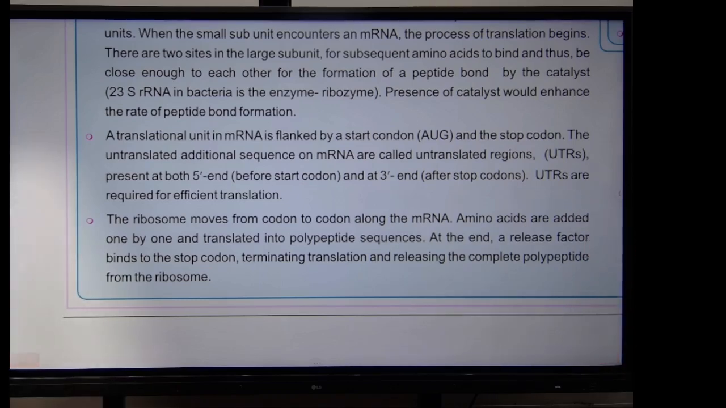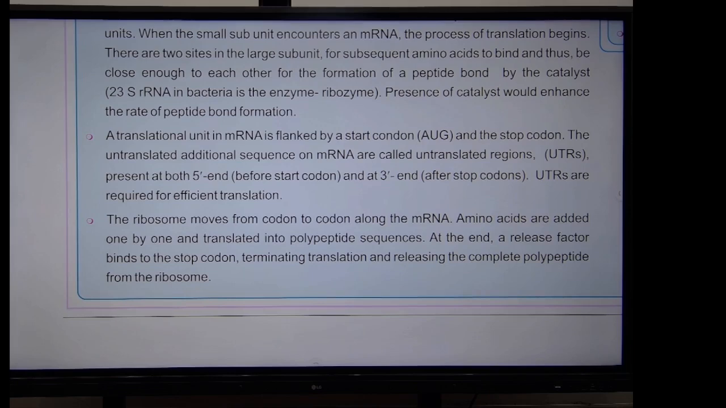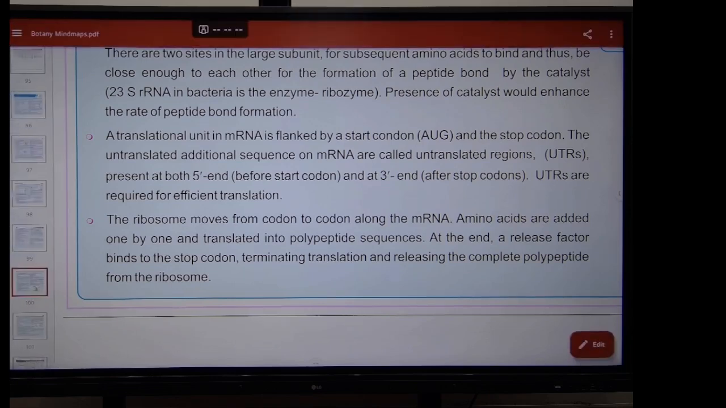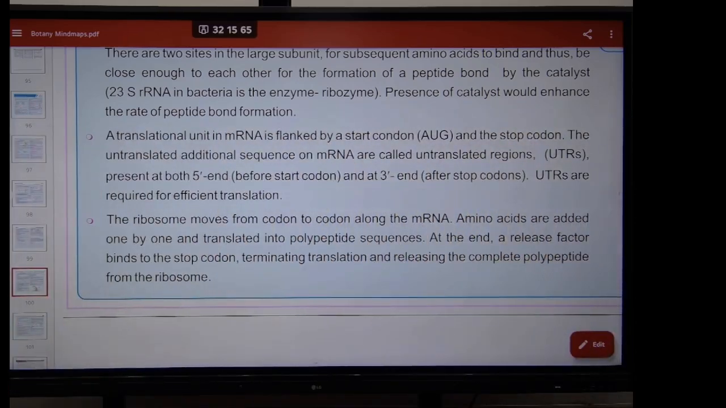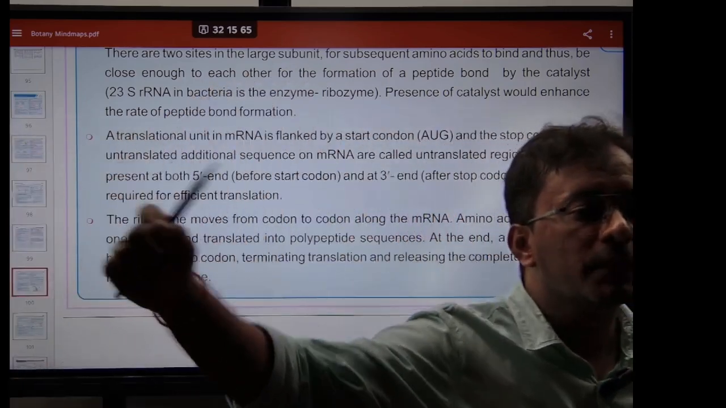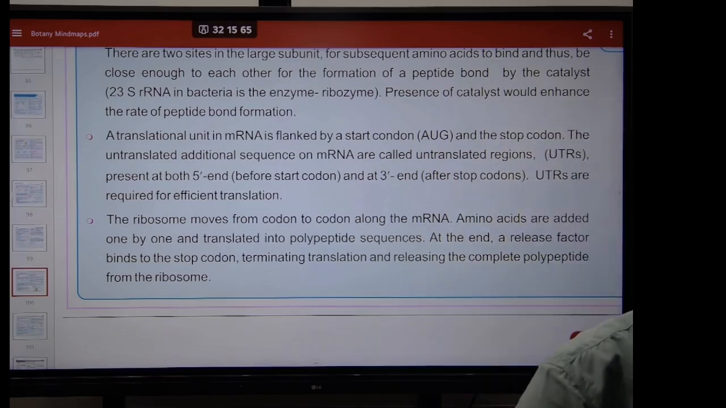The translational unit in mRNA is flanked by a starting codon and the stop codon. There are some untranslated additional sequences in mRNA called the untranslated regions, the UTRs, present at both the 5' end, that is the upstream or before the start codon, and also on the 3' end. And UTRs are required for efficient translation, which means you can call them regulatory sequences which can control the translation. Clear? Right?